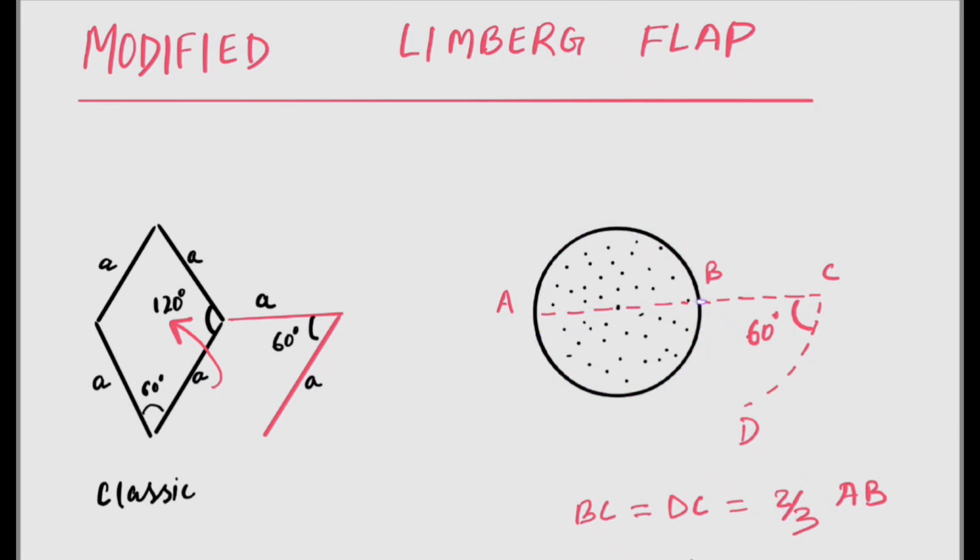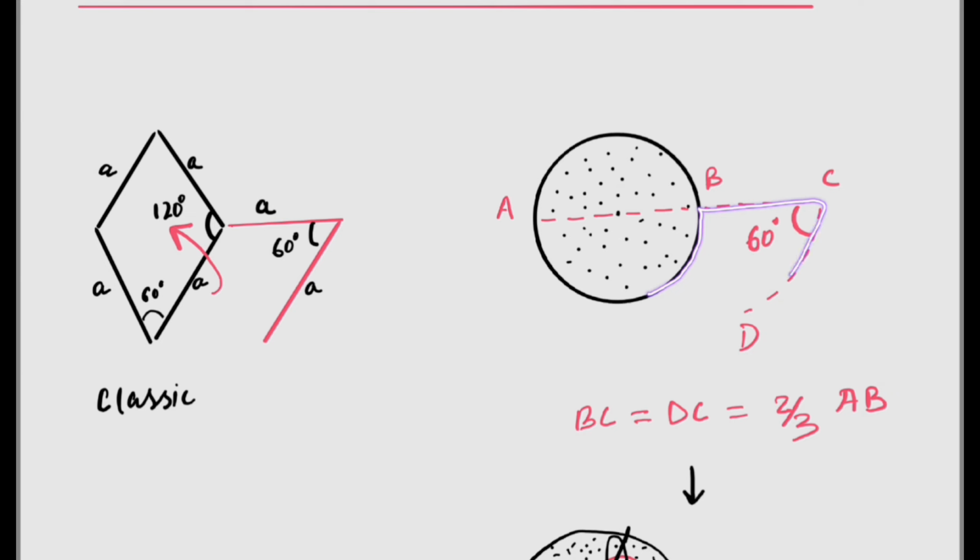From point B, we will extend a line perpendicular to this circle, and the length of the BC segment will be 2/3 of the diameter. Now from point C, we will draw an arc at an angle of 60 degrees and mark the point D. The length of CD is equal to the length of BC, which is equal to 2/3 of the diameter. And now this flap is raised properly and this flap is rotated to occupy this defect.